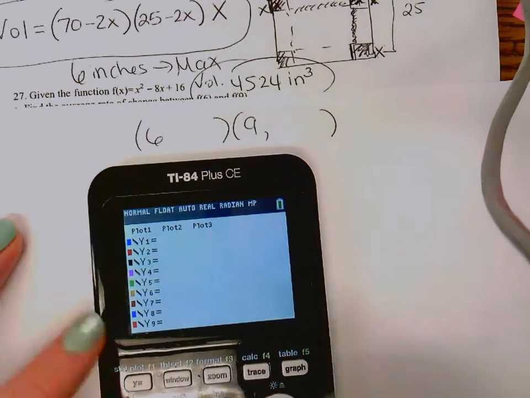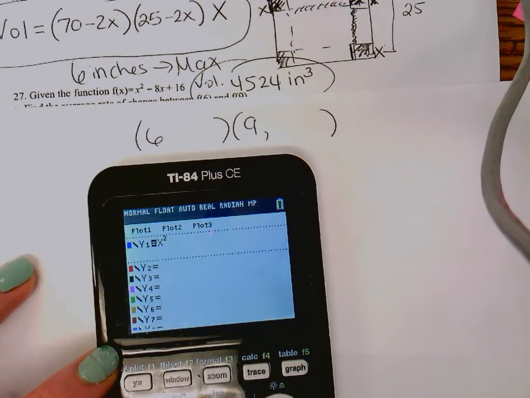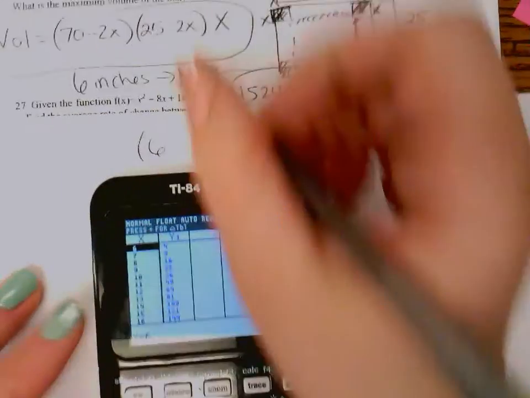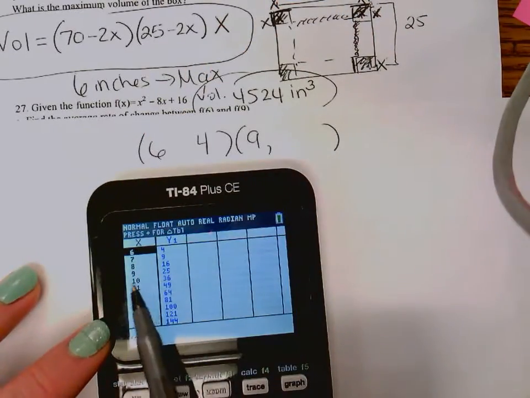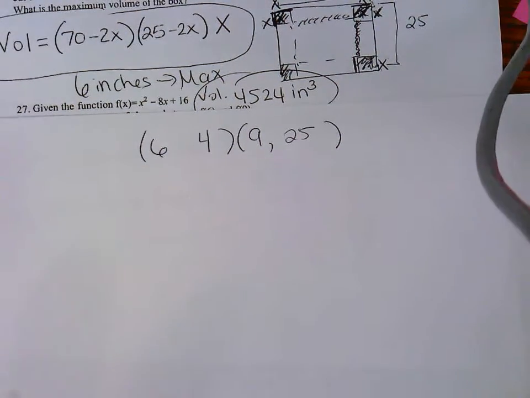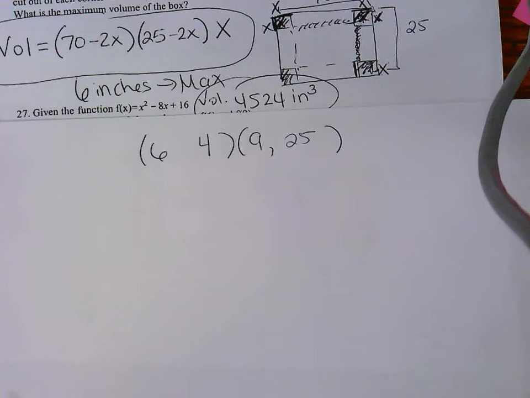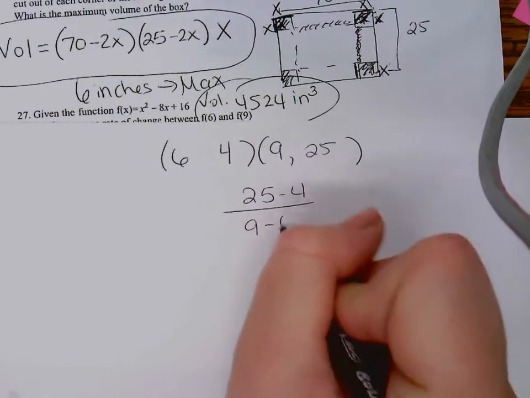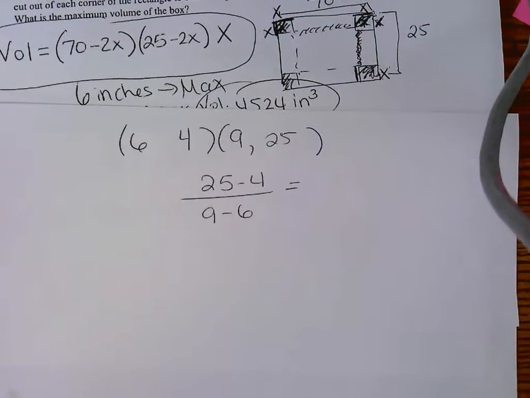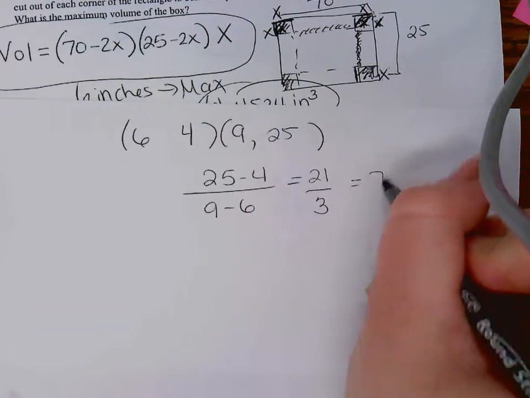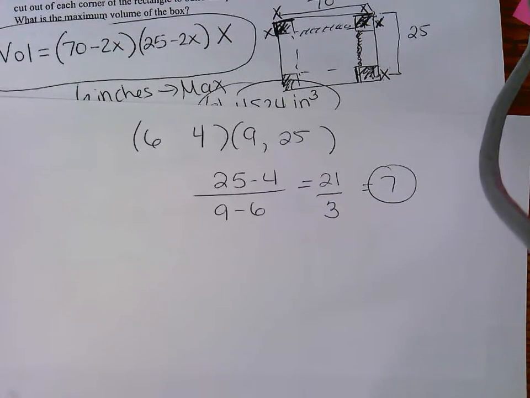So I'm plugging in x squared minus 8x plus 16. I'm going to my table and I'm looking up 6. At 6, I'm at 4, (6, 4), and at 9, I'm at 25, (9, 25), and I'm going to do y2 minus y1 over x2 minus x1 to get my rate of change. So that would be 21 thirds, or just 7. So the average rate of change between those 2 points is 7.